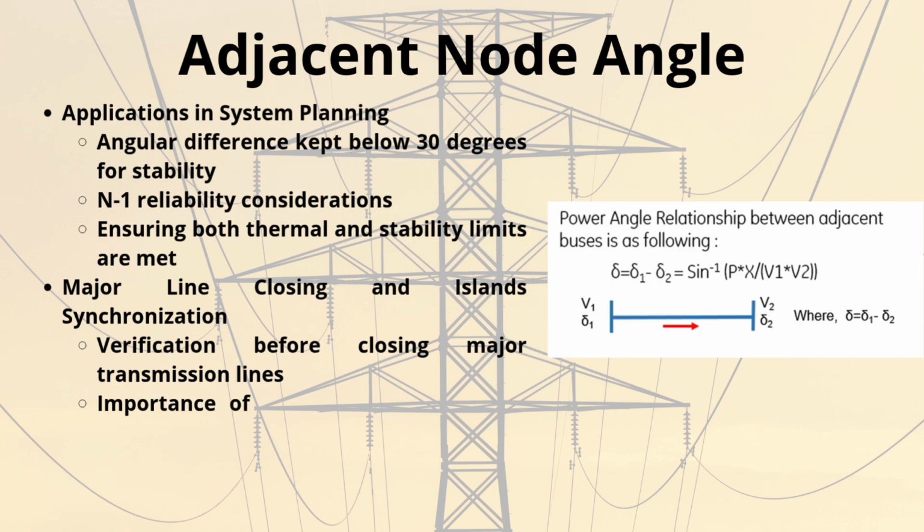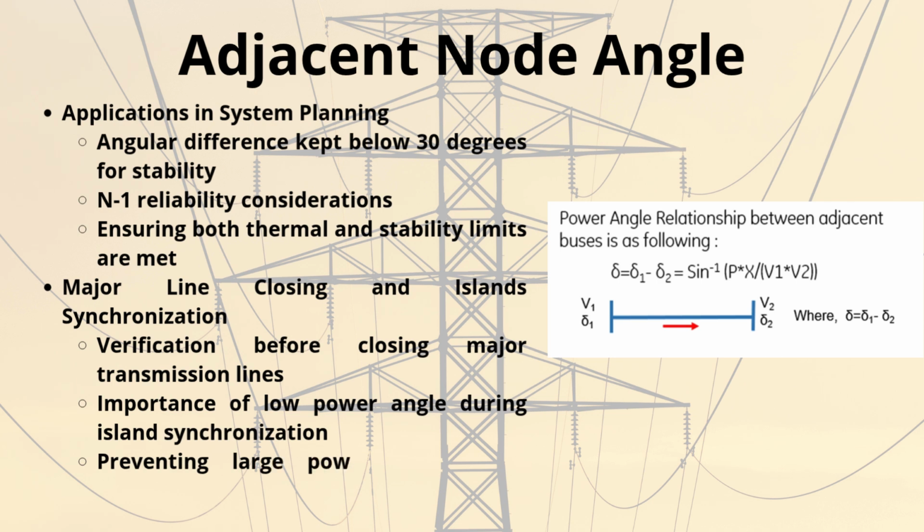And in planning, do they have targets for this? Yeah, the source mentions rules of thumb used in planning, like designing the system so that adjacent angles normally stay below, say, 30 degrees. That provides a good stability margin. Planners use this when they study N-1 conditions. What happens if we lose one critical line? They need to ensure the angles on the remaining adjacent paths don't shoot up past stability limits.